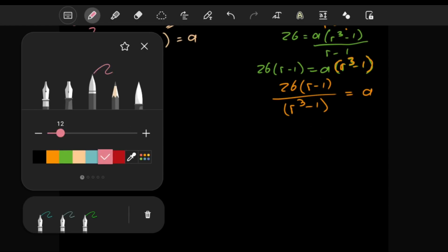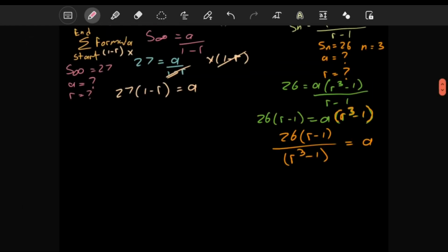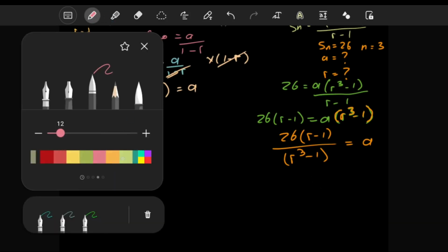And we can now carry on. Okay, so this is A, this is A. We might as well equate them together. Where's the bright green there? I think the bright green is what we definitely need here.